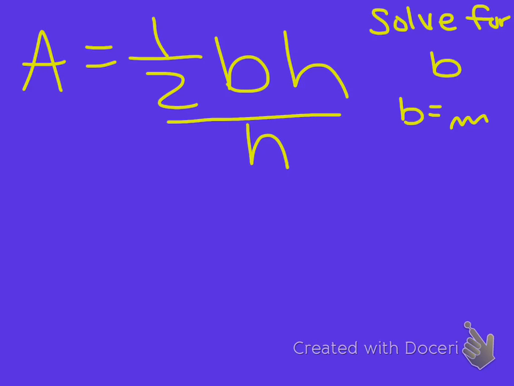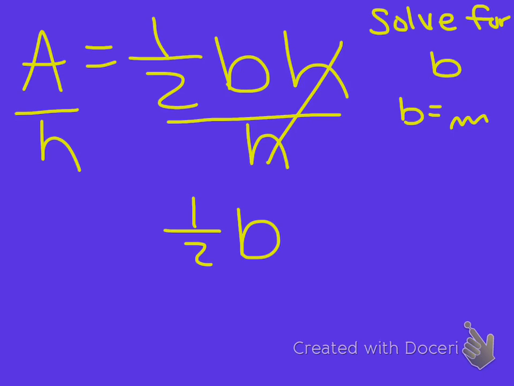We're going to do the same thing we did with numbers. Divide and divide. This will reduce, leaving me with A equals 1 half b. The h is gone. And now we just write it how it shows it right on this side over here: A over h. Okay? That's it?